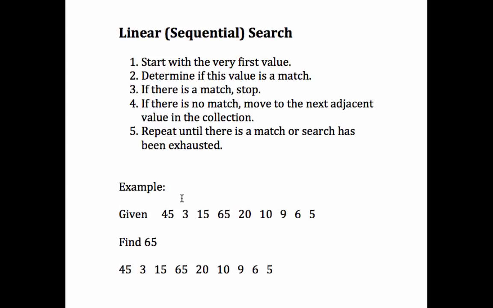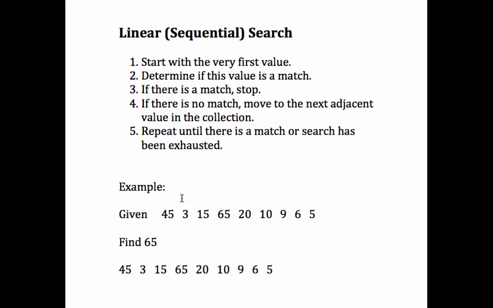The algorithm for linear sequential search works the same way. So what we're going to do is take a collection of values. Typically, that collection is stored in an array. It's very important because an array has indexes. Also, because we're familiar with arrays, we know that the first index on the array is 0. So it's very easy to find the first value in the collection, the first value in the array.